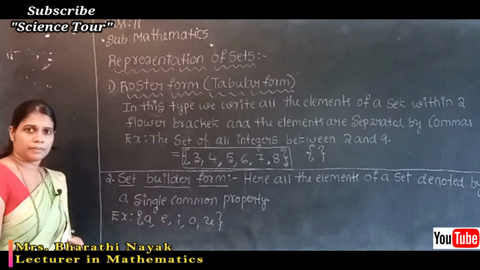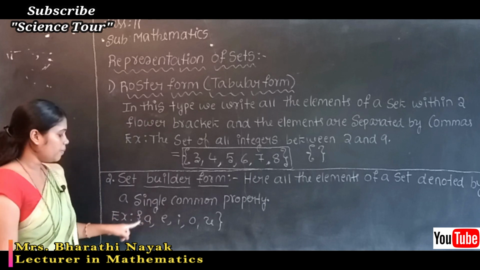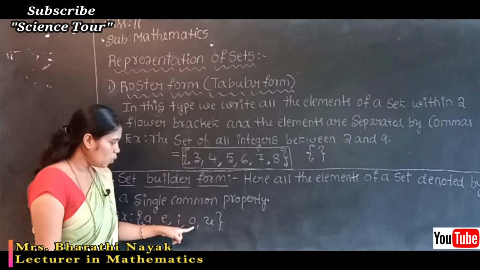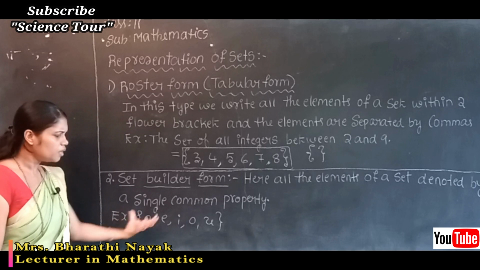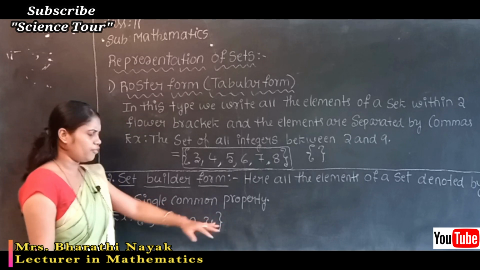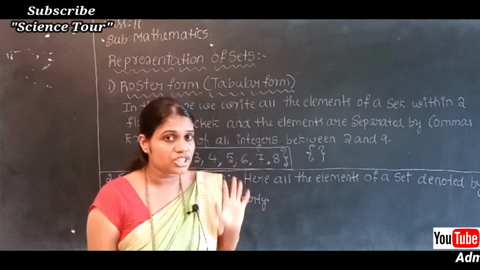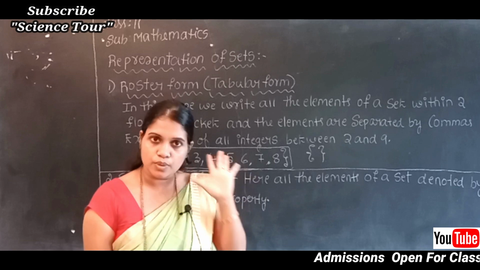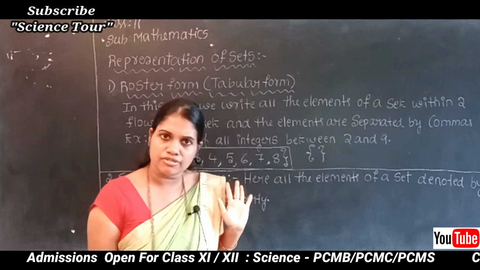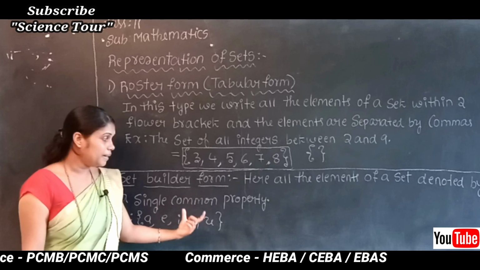I'll take one example. According to this example, in a flower bracket I have written A, comma E, comma I, comma O, comma U. There are 5 elements here, isn't it? 1, 2, 3, 4, 5. Can you observe what these 5 elements are? These are the vowels of the English alphabet: A, E, I, O, U. Now, how do we write this in set builder form?